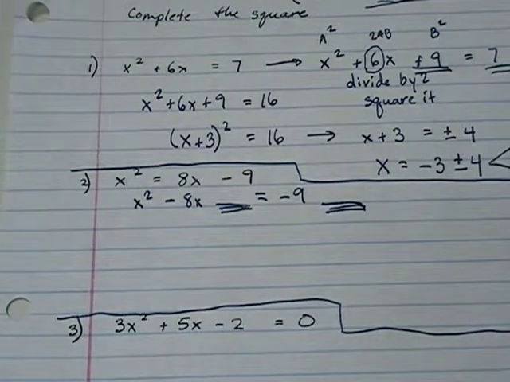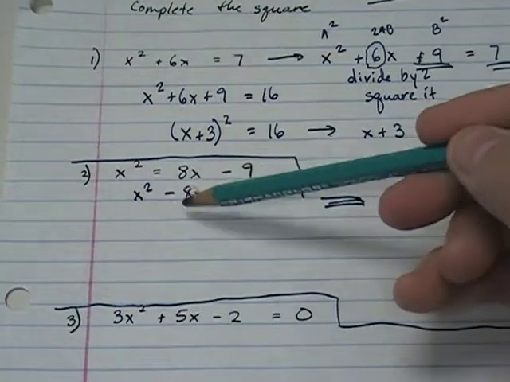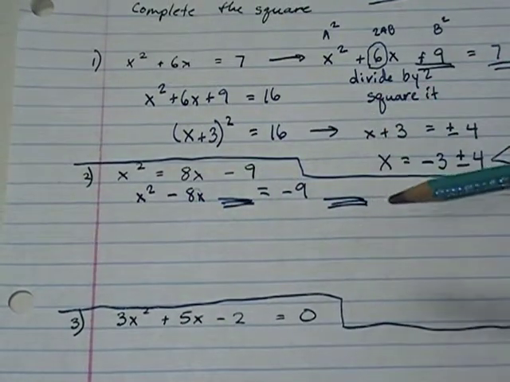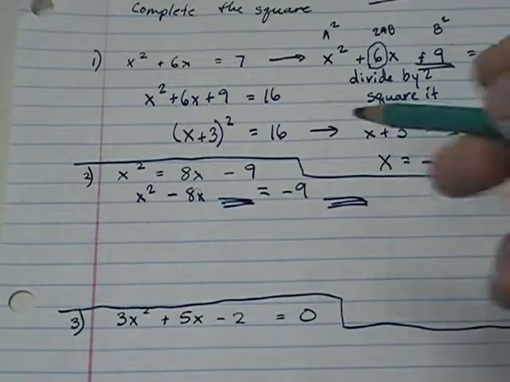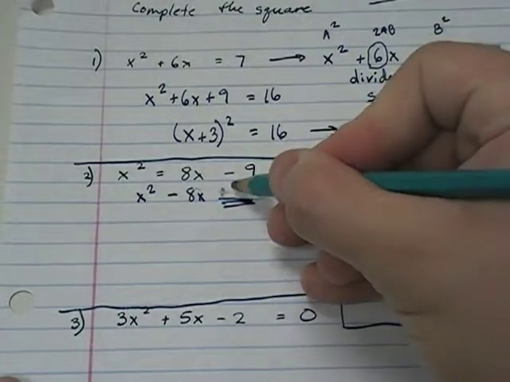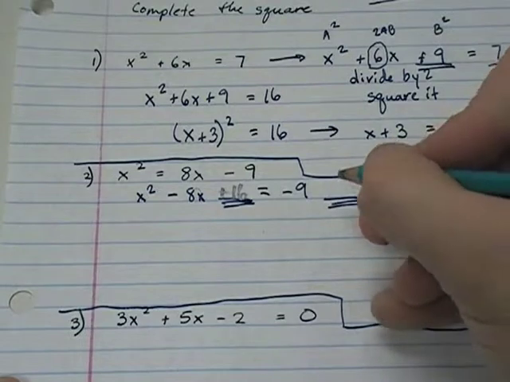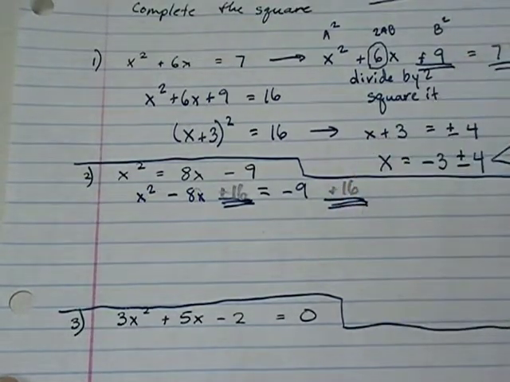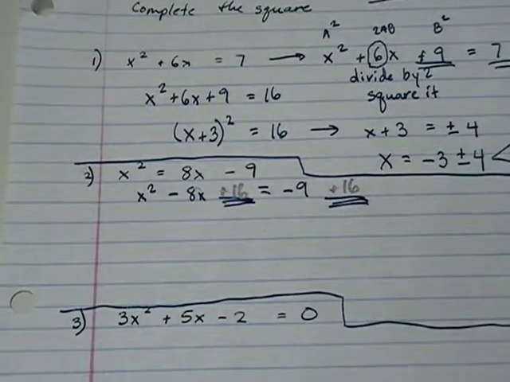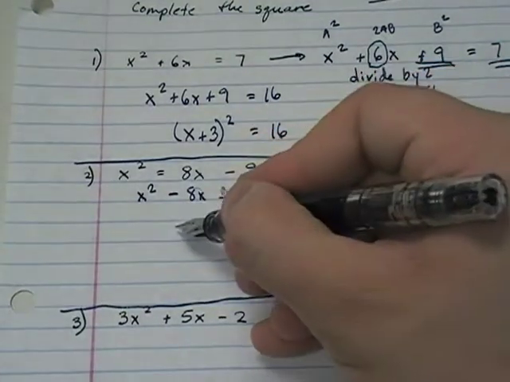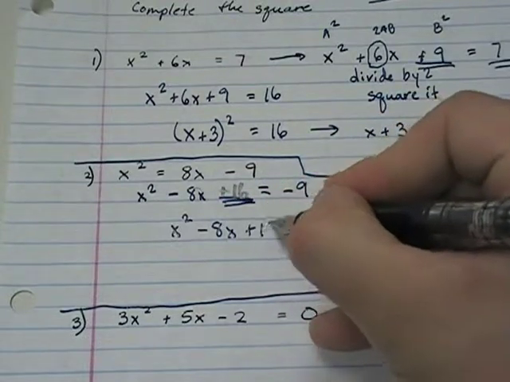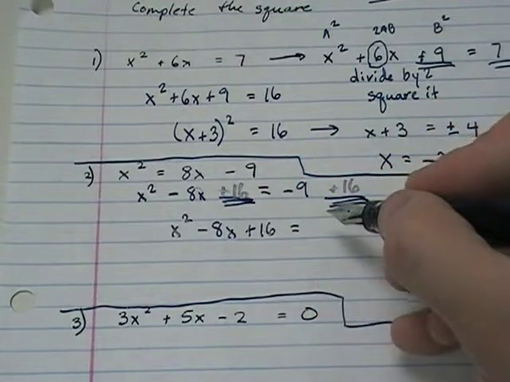So what I like to do is, again, take this number here and divide by 2. Negative 8 divided by 2 is negative 4. Negative 4 squared is plus 16. And if I add 16 on the left, I have to add 16 on the right. So if I do that, what do I end up with? I end up with x squared minus 8x plus 16 equals 7.